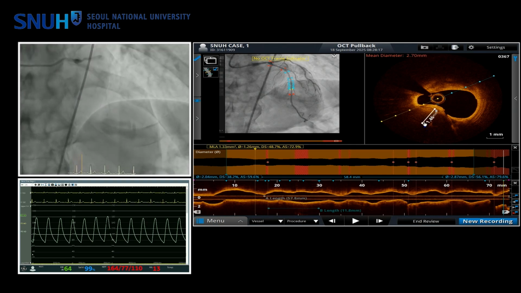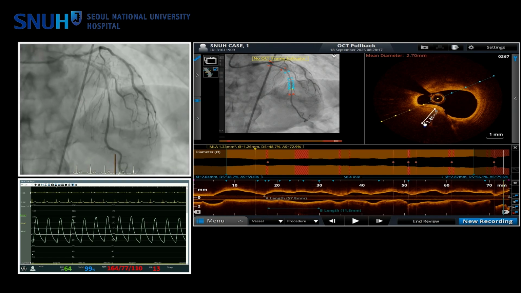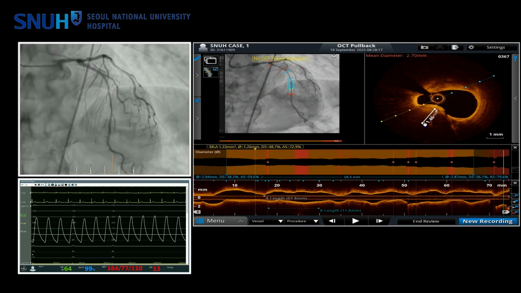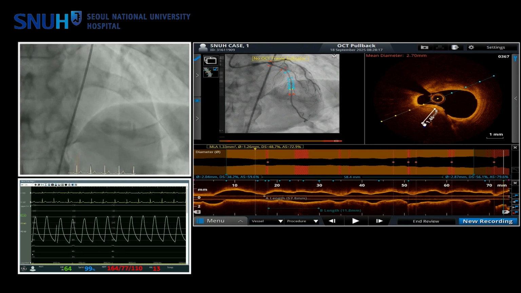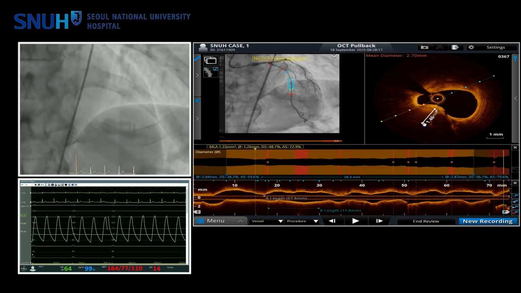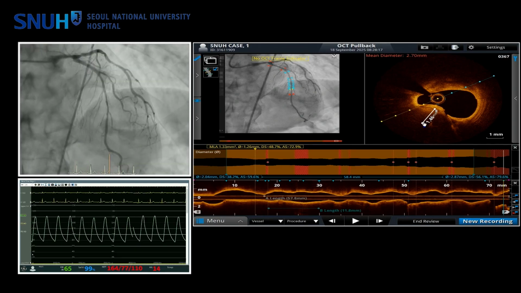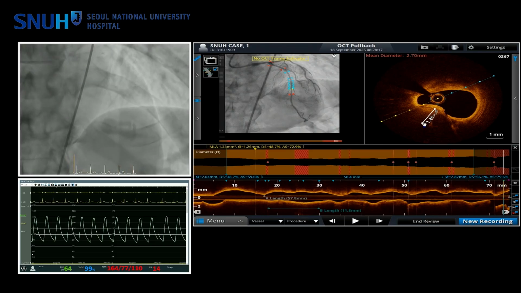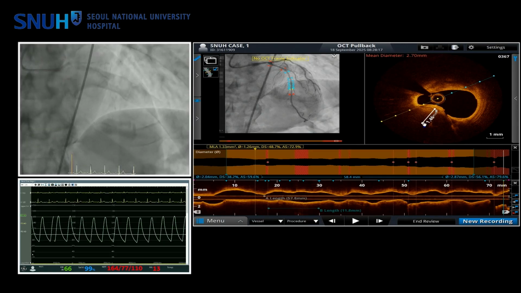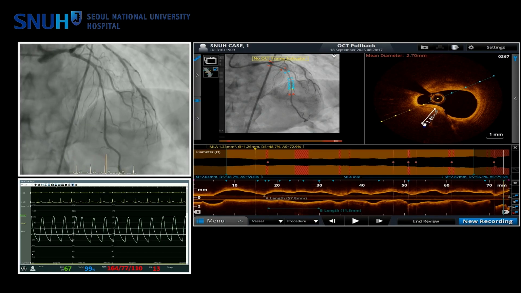This is the left main. We can see a big calcium chunk, a calcium nodule at the 7 o'clock. The thickness is 1.5 millimeters. Thus, we guess the calcium score would be about the full 4 points. Thus, it is rational to treat this lesion with an ablative measure.